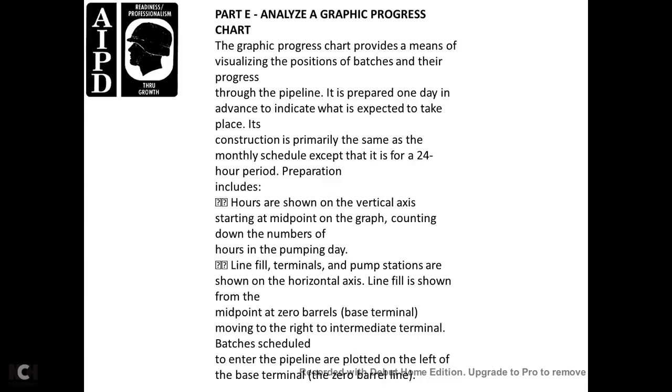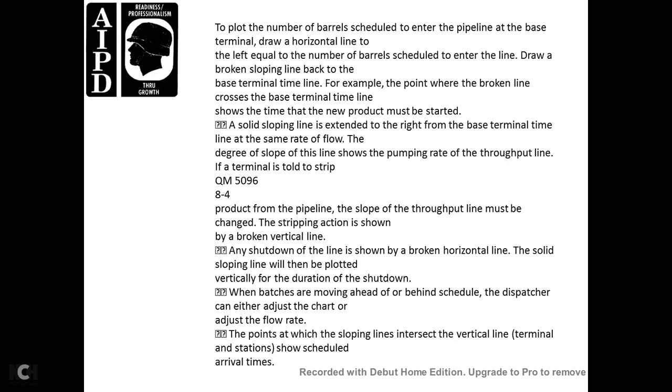Part E, analyzing the graphic progress chart. The graphic progress chart provides a means of visualizing the position of batches and their progress throughout the pipeline. It is prepared one day in advance, indicating what is expected to take place, and is constructed primarily the same as the monthly schedule, except that it is a 24-hour period. Hours are shown on the vertical axis, starting at the midpoint on the graph, depending on the number of hours of pumping in the day. Line fill, terminals, and pumping stations are shown on the horizontal axis. Line fills show the midpoint as zero barrels at the base terminal, moving right. Intermediate terminal batches scheduled to enter the pipeline are plotted on the left of the base terminal zero barrel line.